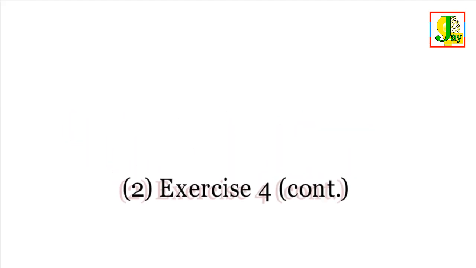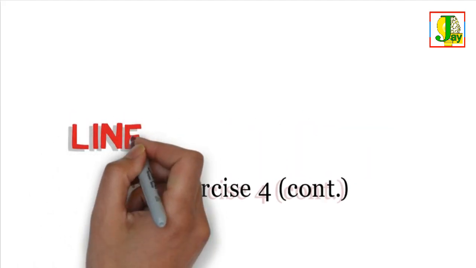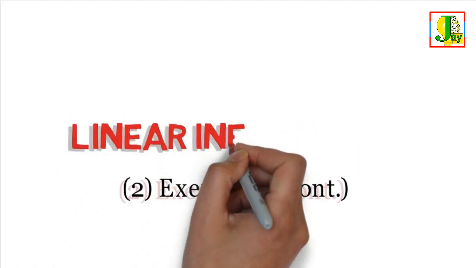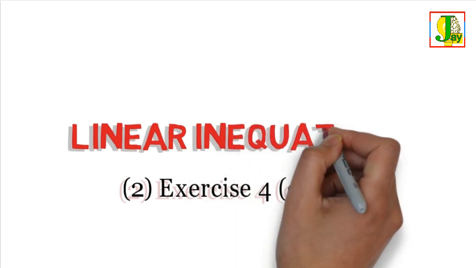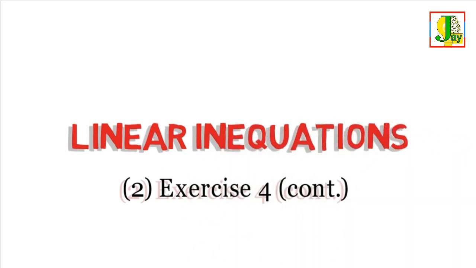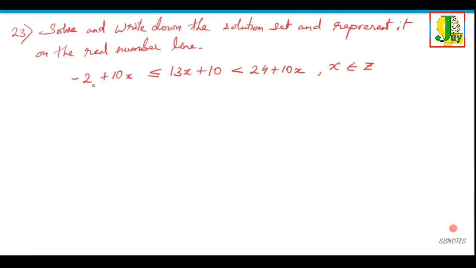In this class, we are going to complete some more questions from the chapter Linear Inequations, chapter number 4 of ICSE syllabus, class 10. This is again a simple question where you have two inequality signs and the replacement set Z means integers, all positive and negative.